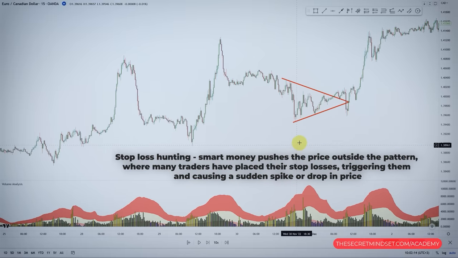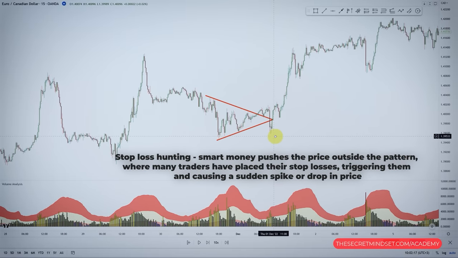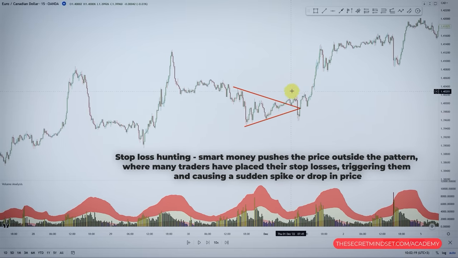Stop loss hunting is also common. This occurs when smart money pushes the price to a level where many traders have placed their stop losses, triggering them and causing a sudden spike or drop in price.